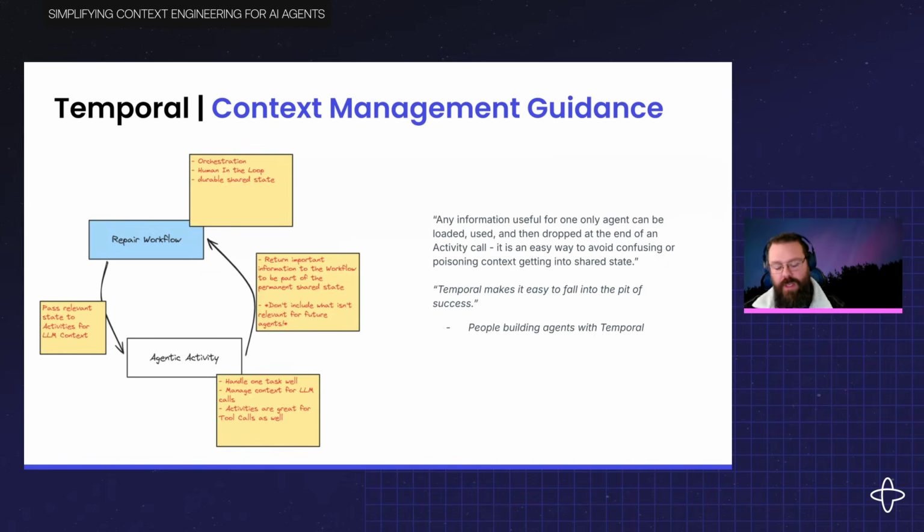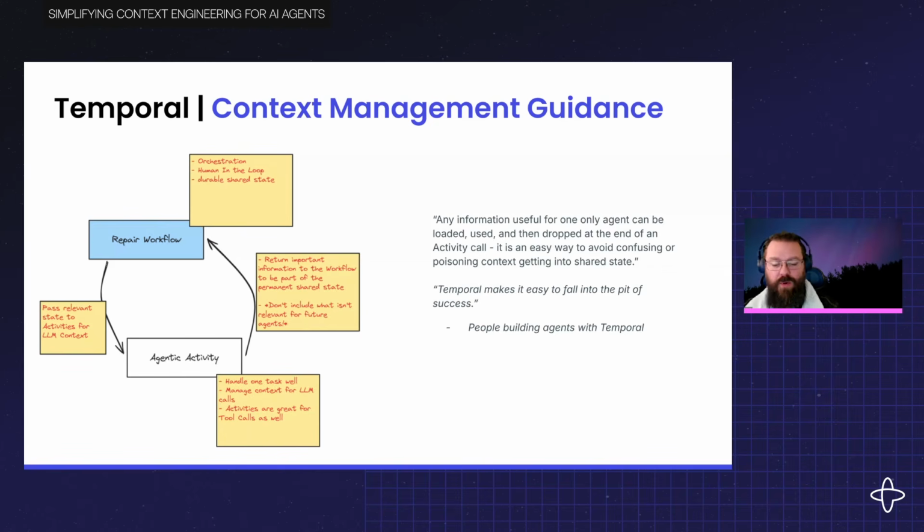Generally, it's a good idea if you're building agents with Temporal to have a workflow that handles orchestration of agents, human in the loop, and keeps your durable shared state, to use that to pass relevant state to activities for their input. Activities can also load their data and call read tools. And activities should do one agentic task well, and then they return important information to the workflow to be part of the permanent shared state. But don't include what isn't relevant for future agents.